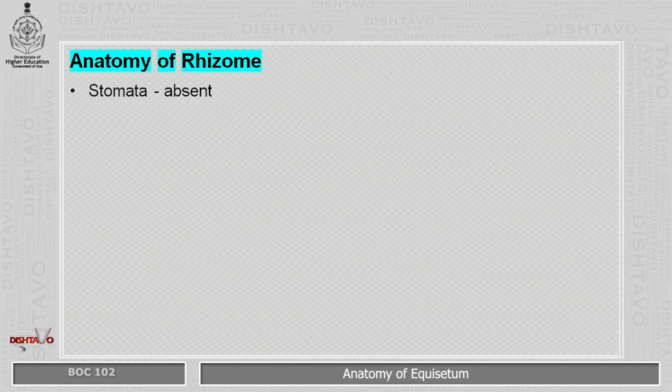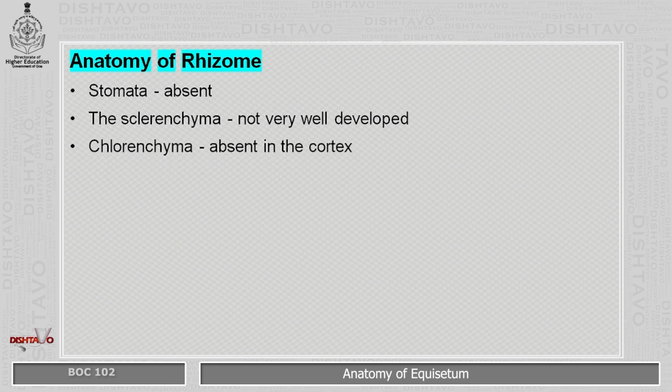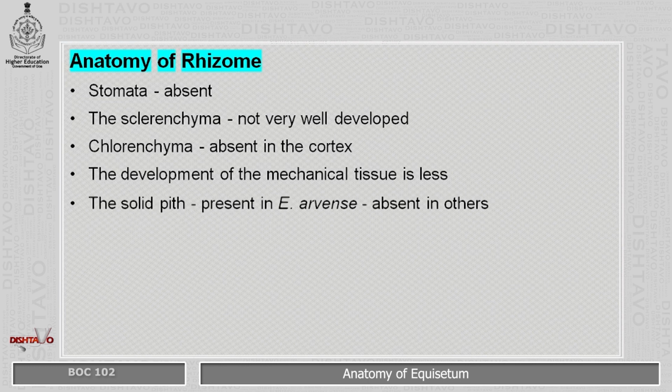Stomata are absent in the epidermis. The sclerenchyma is not very well developed as compared to the aerial shoot and forms a continuous layer. Chlorenchyma is absent in the cortex. The development of mechanical tissue is less when compared with the aerial shoot. The solid pith is present in Equisetum arvense, but it is absent in other species of Equisetum.